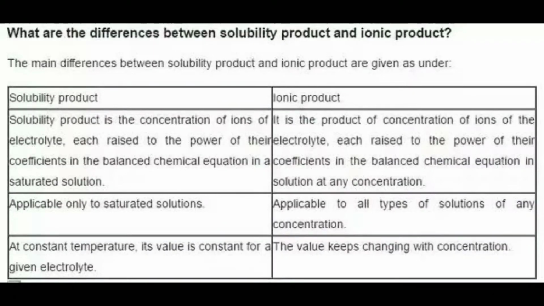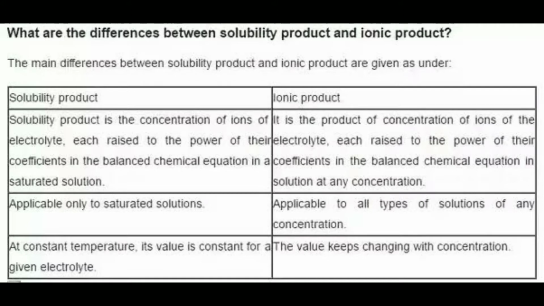Next we see the difference between ionic product and solubility product. First difference: solubility product is the product of concentrations of ions of the electrolyte, each raised to the power of their coefficient in the balanced chemical equation, in a saturated solution. And ionic product is the product of concentrations of ions of the electrolyte, each raised to the power of their coefficient in the balanced chemical equation, in a solution at any concentration.